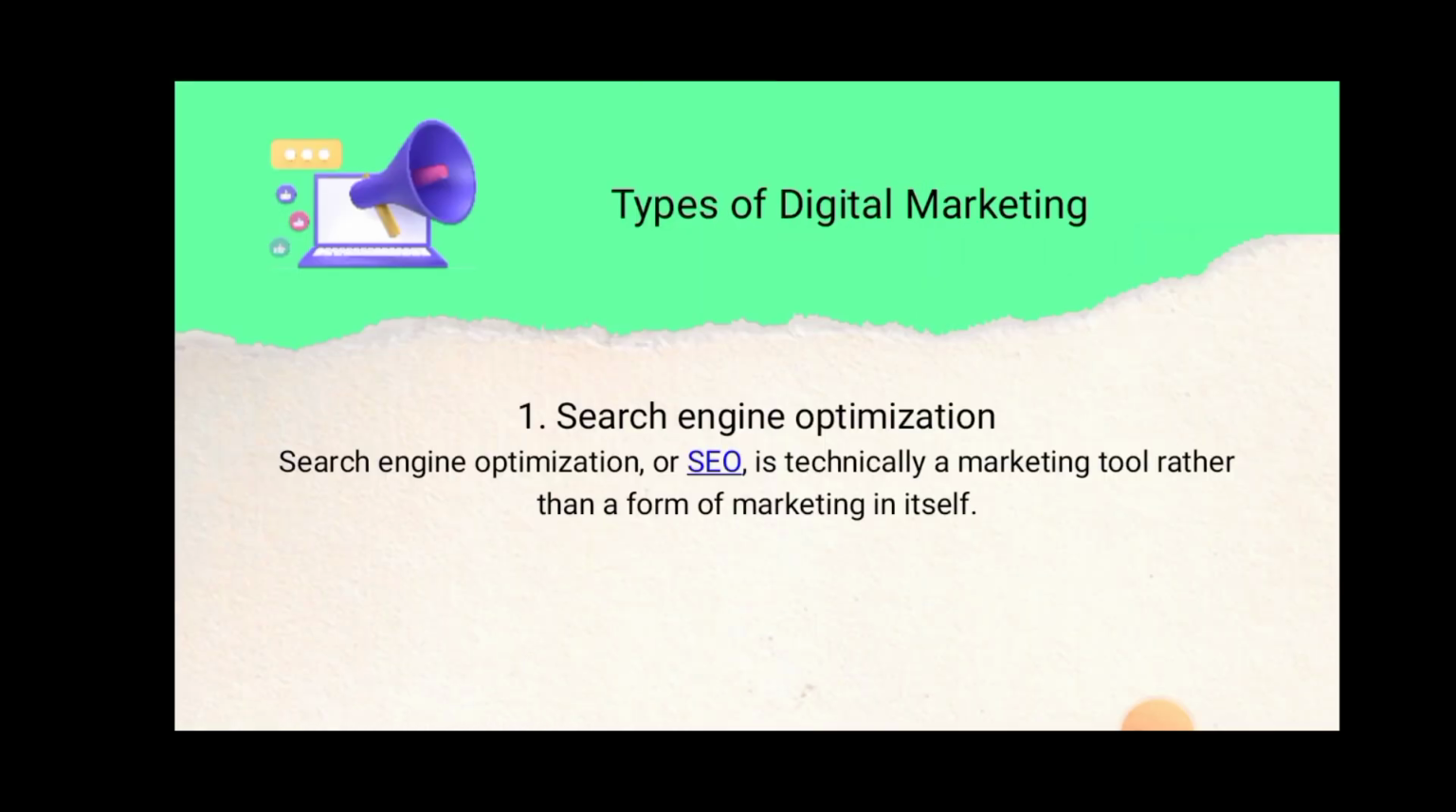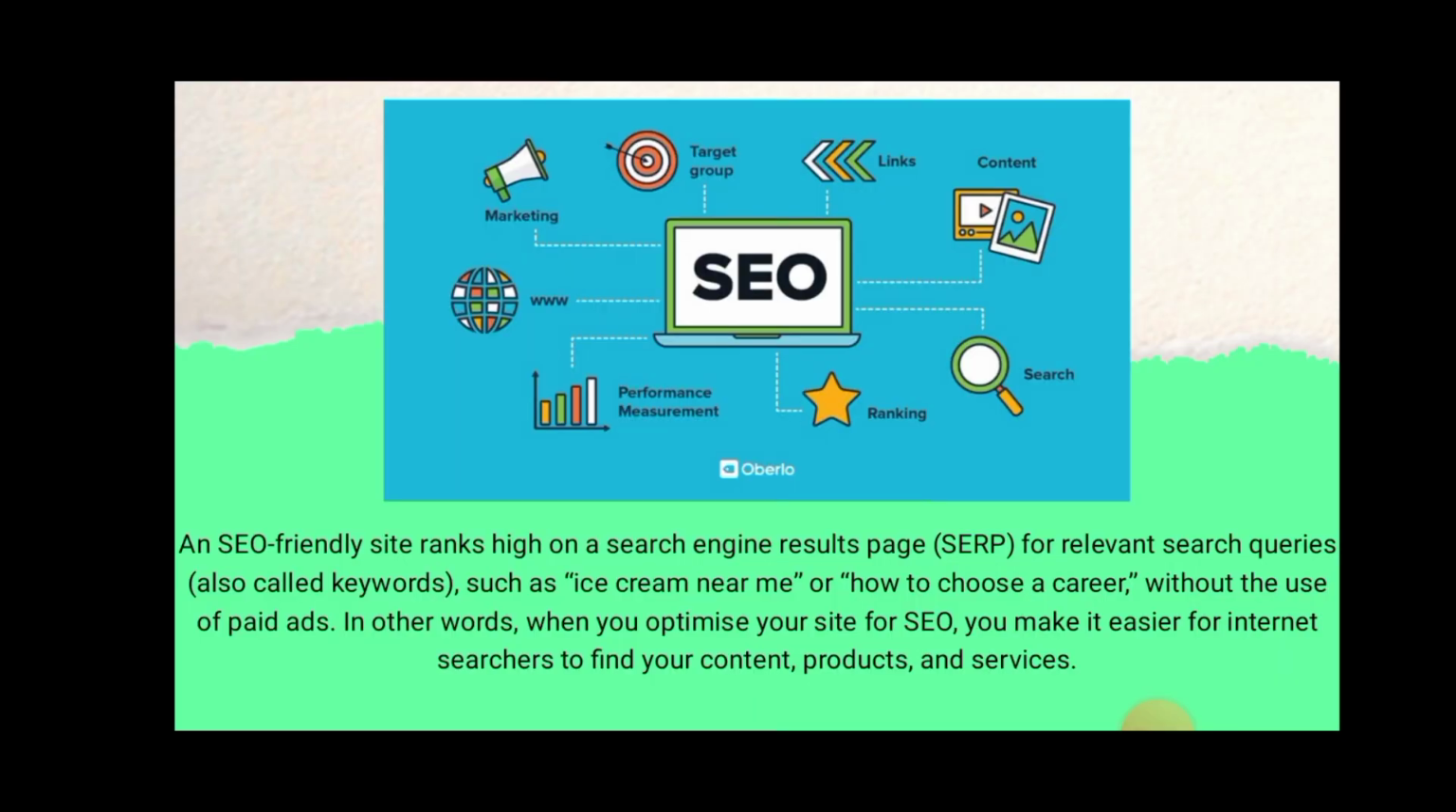Okay, now let us proceed to the types of digital marketing. Number one type of digital marketing is search engine optimization. Search engine optimization, or SEO, is technically a marketing tool rather than a form of marketing itself. An SEO-friendly site ranks high on a search engine results page for relevant search queries, such as ice cream near me or how to choose a career, without the use of paid ads.